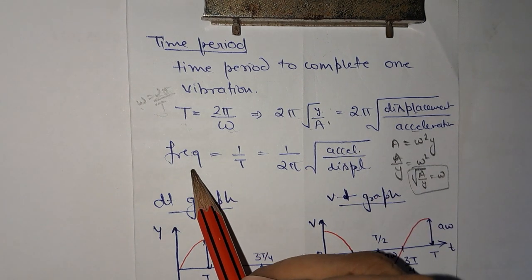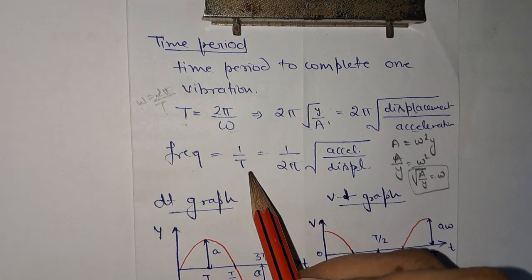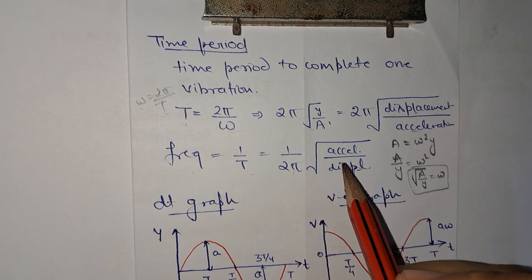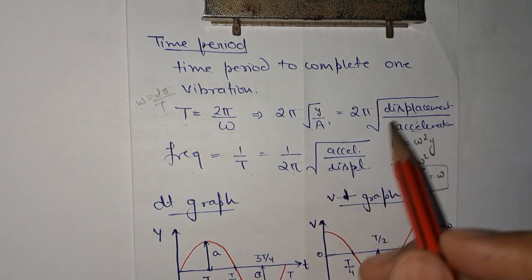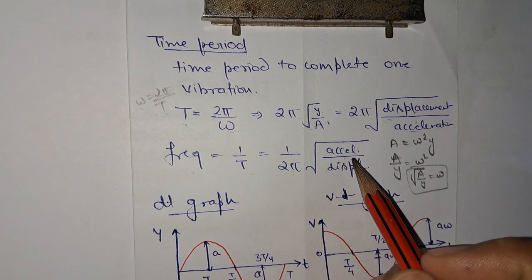So what would be the frequency here? 1 upon T. 1 upon T is equals to 1 upon 2 pi under root acceleration upon displacement. The reciprocal will be done.